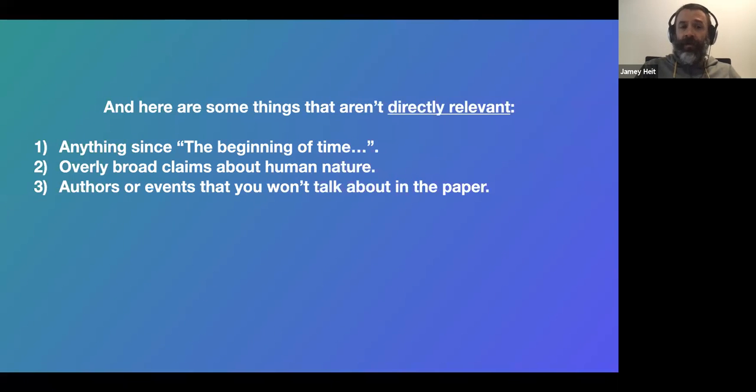Don't similarly make overly broad claims about human nature. Don't bring something up that you're not ultimately going to be able to speak to in the context of your paper. Again, stay focused and stay relevant to that thesis statement. And finally, don't bring up authors or events that you're not ultimately going to talk about. This is the friend talking about the movie when the story is about mountain climbing. Make sure that your information in your introduction is directly relevant to what you're going to talk about.